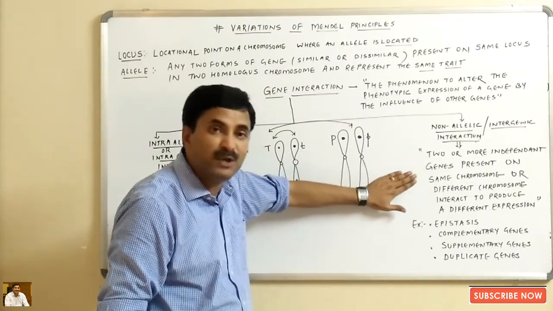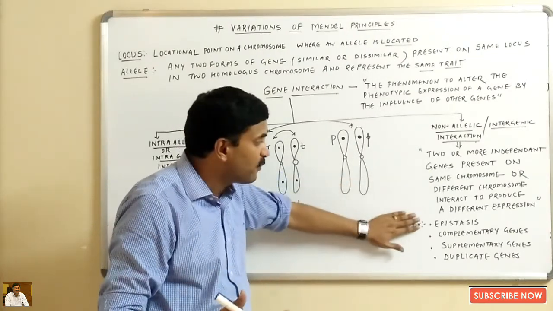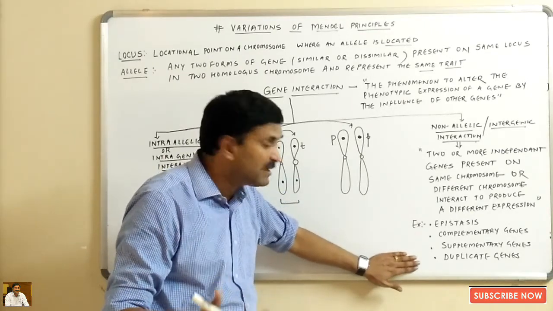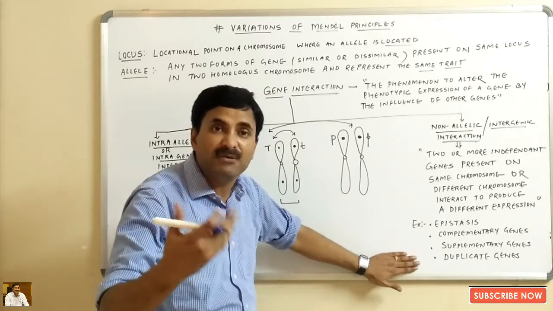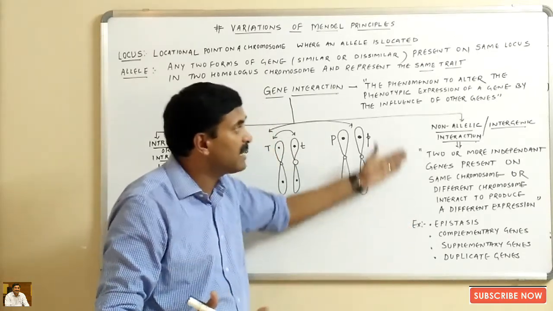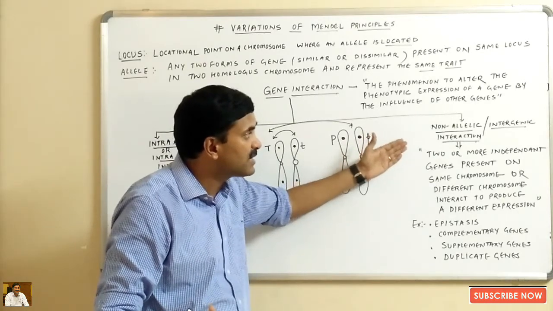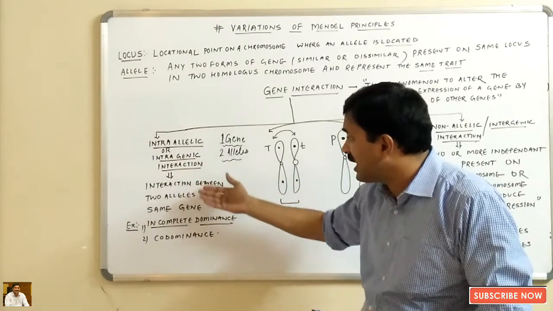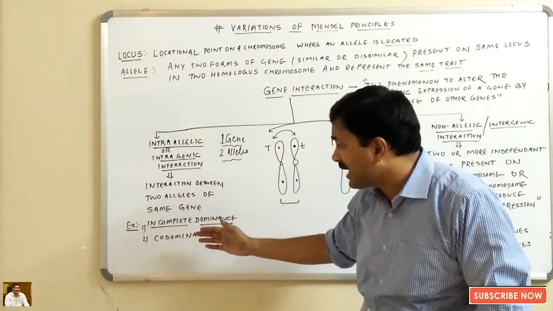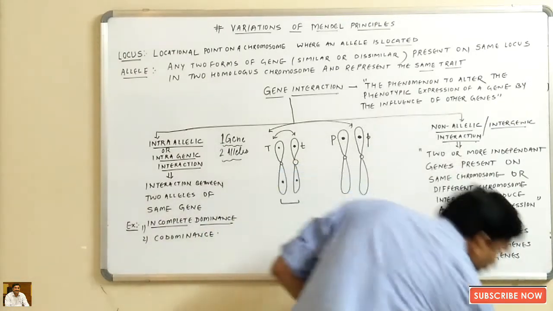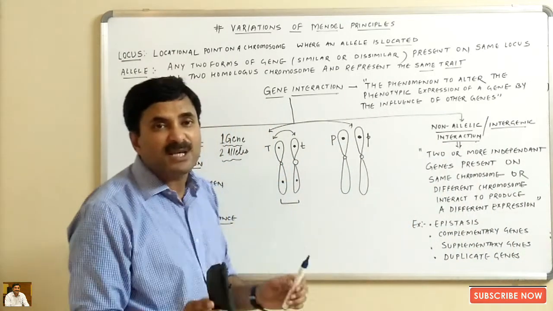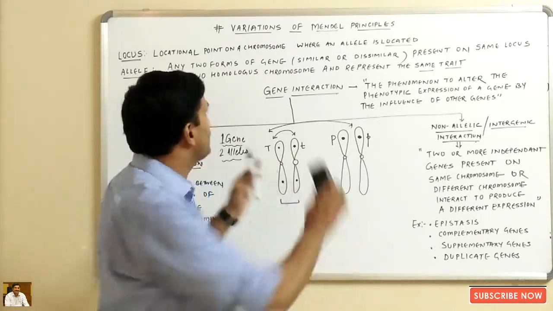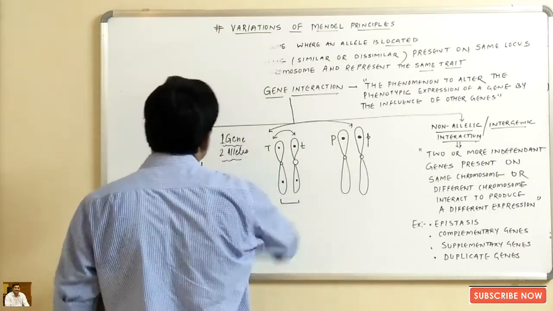The examples of the non-allelic interactions are many. Say epistasis, complementary gene, supplementary gene, duplicate genes, polygenic effect, inhibitory gene effect. All these are the examples of non-allelic or intergenic interactions, while the intra-allelic or intragenic interaction has two examples, incomplete dominance and codominance. In this video we will be discussing purely incomplete dominance, and it's a very important phenomenon, so we'll be concentrating on it.